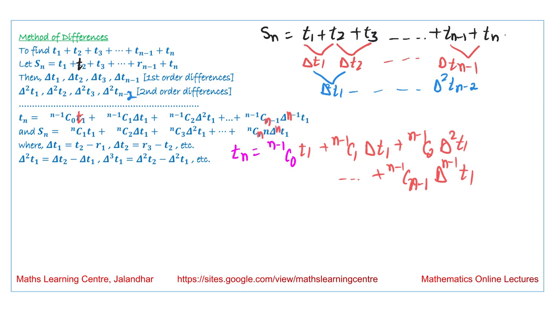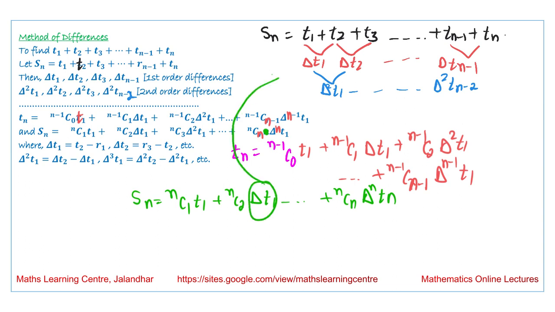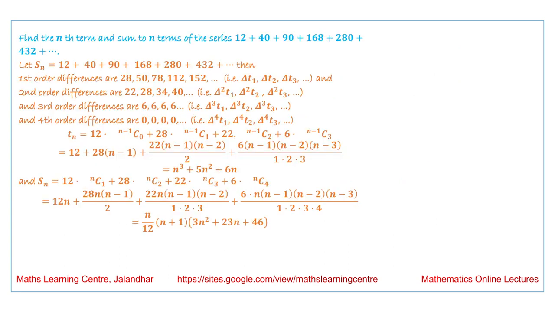And the sum of these n terms is given by Sn is equal to nC1 T1 plus nC2 delta T1, and so on up to plus nCn delta n minus 1 T1. These are the values that we have, and these differences we have already seen. This method will be more clear to you with our next example.